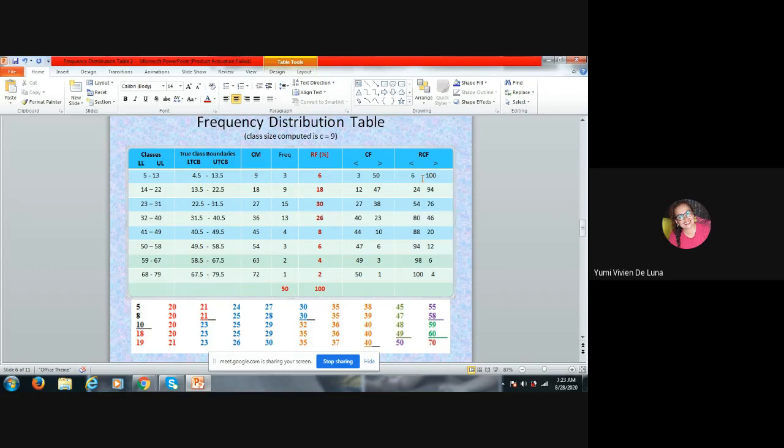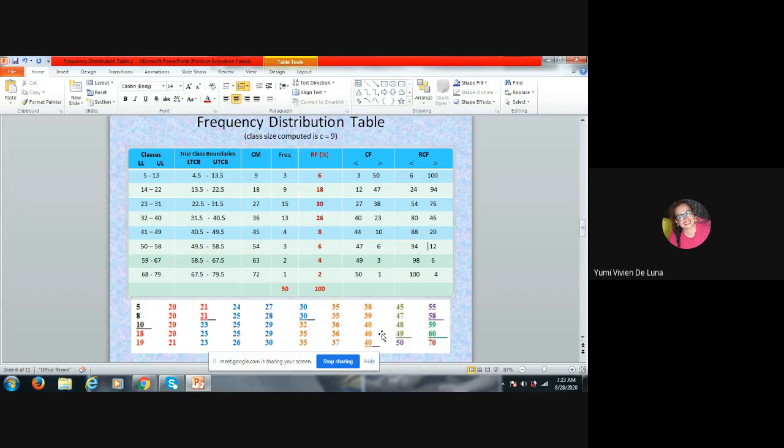Okay, lagyan naman natin ng space in between. Dash ko yan sa gitna. Okay. Now you have your less than and greater than RCF.